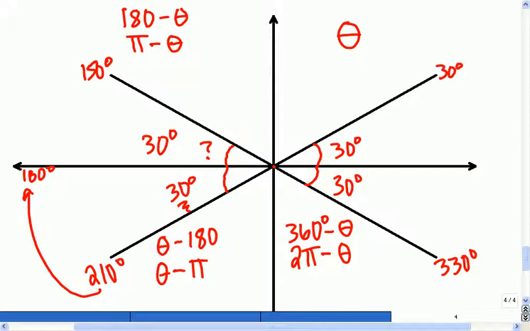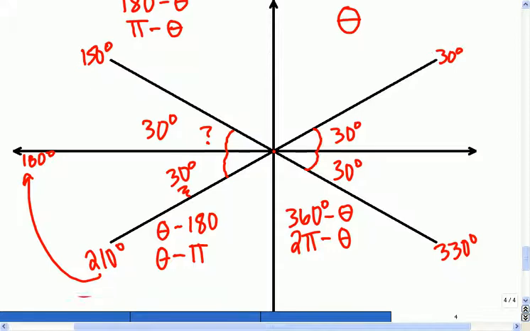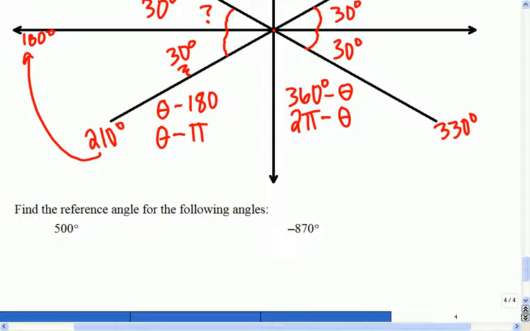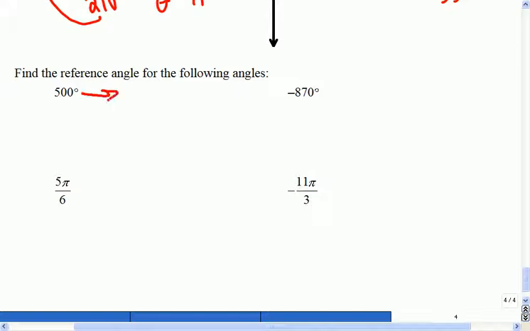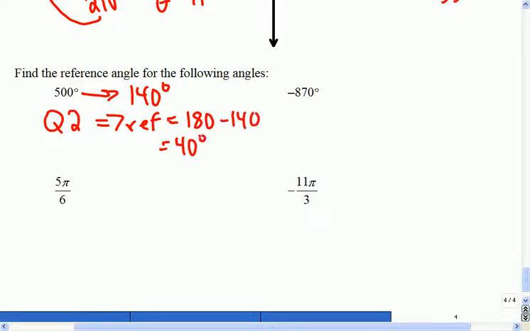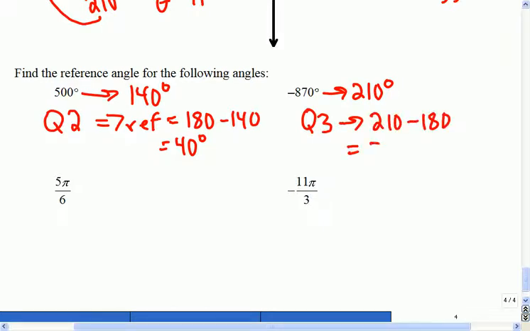So if you need to calculate the reference angle, you need to find the principal angle and then make a picture like this in order to figure out what its reference angle was. Okay, so we'll try to find a couple together. So here's a couple in degrees. See if you can find their reference angles. Okay, so there's the first two reference angles. The first one is 40. The second one is 30.